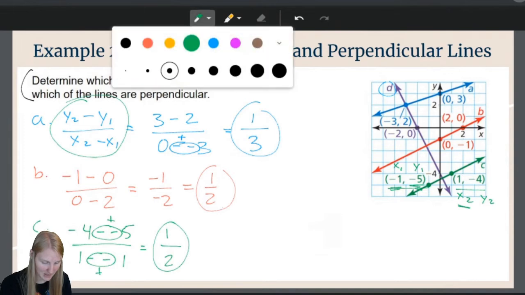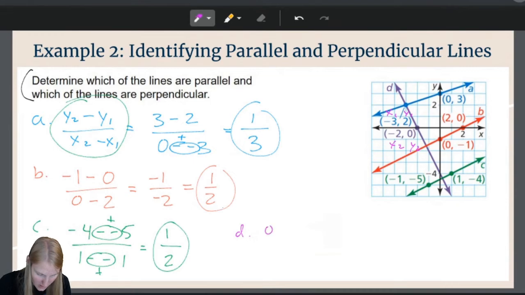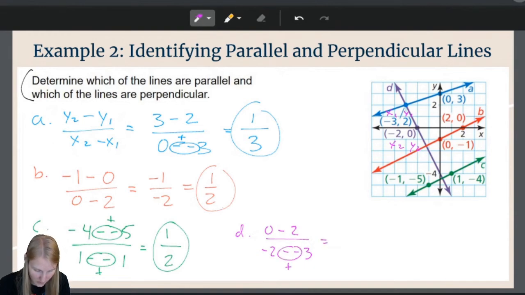Okay, lastly, let's look at line D. Line D has this point. Okay, this point and this point. So let's make the top one x1, y1. The bottom will be x2, y2. 0 minus 2 over negative 2 minus negative 3. We're just following this same formula. Minus a negative is a positive, which means we have negative 2 over negative 2 plus 3 is positive 1. So this gives us negative 2.